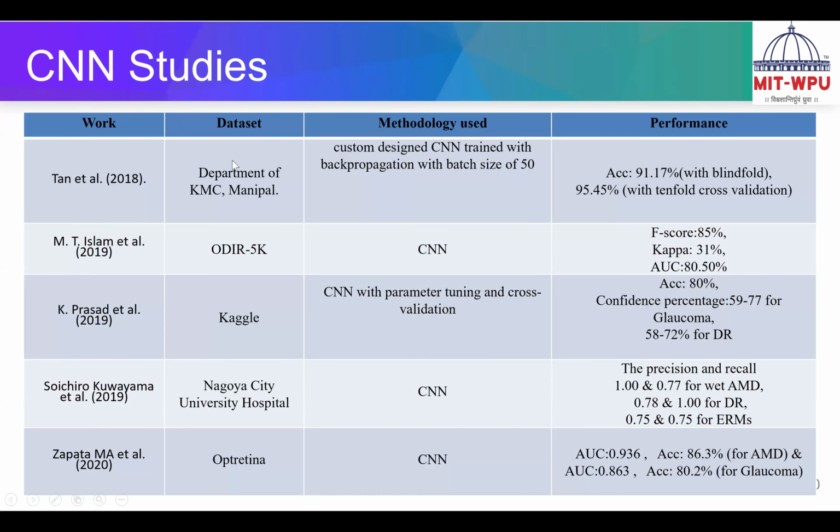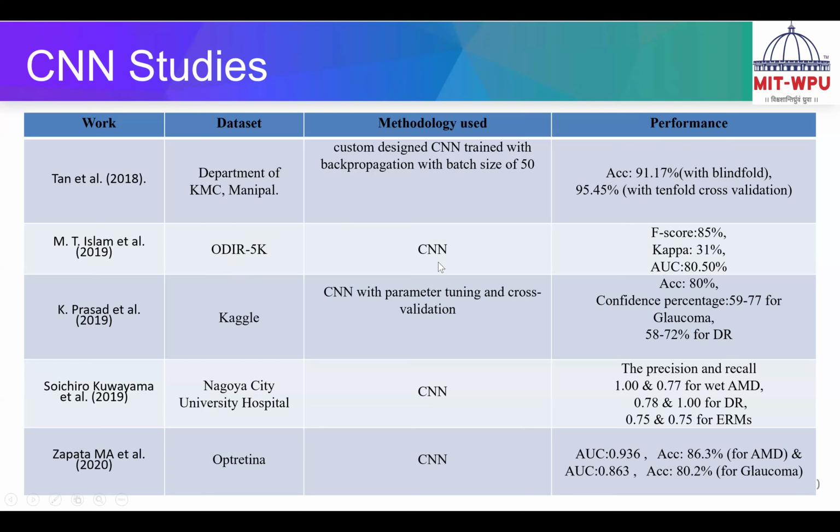In my first paper, they have used the dataset from the Department of KMC Manipal. They have used a custom designed CNN model with backpropagation and a batch size of 50. This is the performance they have achieved: accuracy 91.17% with blindfold and 95.45% with tenfold cross-validation. In the second paper, they have used the ODIR 5K dataset with a plain CNN model.